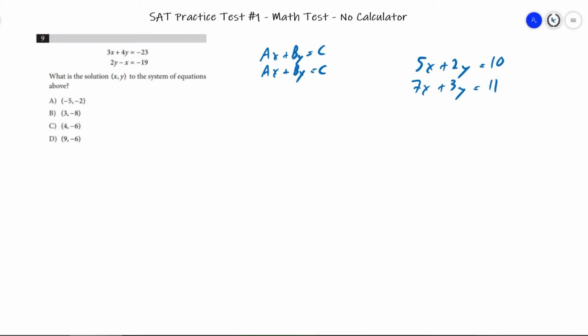So we look over at the y's here, and where do 2 and 3 meet up? And that would be at 6. So definitely a lot easier to have the y's meet up at 6 and then add and cancel than have the x's meet up at 35.